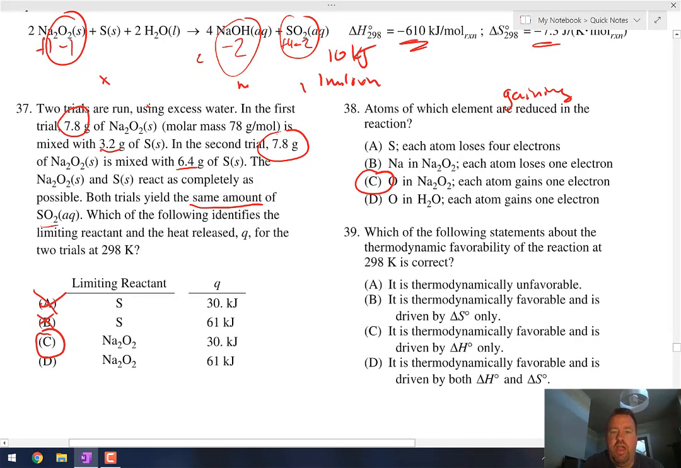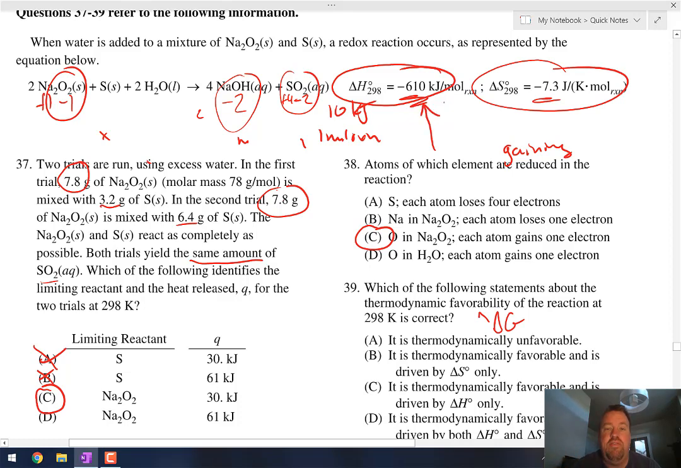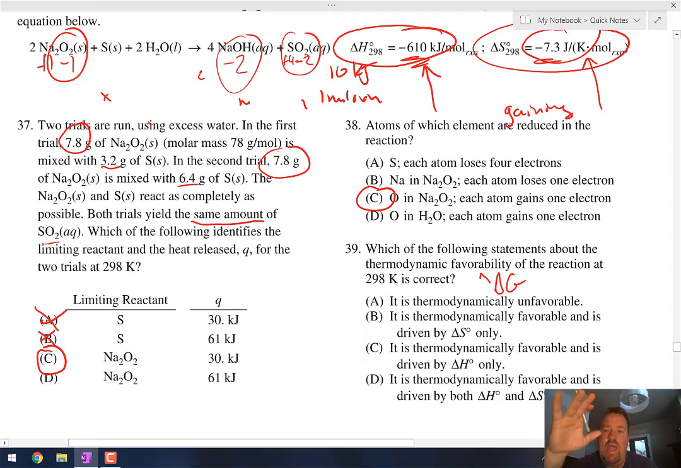Okay, number 39, which of the following statements about the thermodynamic favorability, remember that is delta G, is correct at 298. So we can see that delta H is negative and that delta S is also negative. So we know that when the temperature is low, that is the bigger factor. That is the driving force behind the reaction. But as the temperature increases, that starts to play more of a factor. Okay, so at 298. So which of the following is correct?